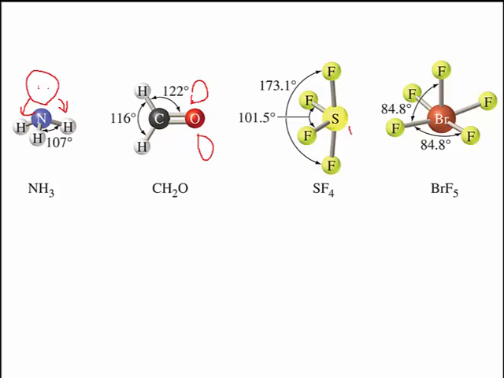Here we've got sulfur, 1, 2, 3, 4, pentafluoride. We got a lone pair up here, right? And that's going to make the angle less than 90 degrees, right? So it's going to be bent out of our axis. And these guys are going to be compressed.